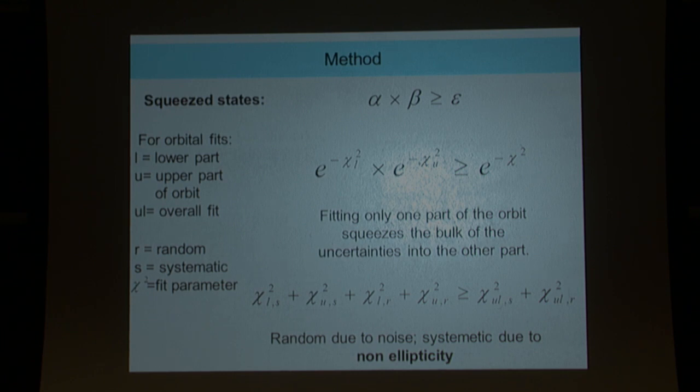And what we do here is actually we take into account the modification of the orbital shape due to relativity. That is, we fit the lower and the upper part of the orbit separately. And the lower and the upper part then also can be subdivided into a systematic misfit due to the fact that the lower and upper part now don't belong to an ellipse, but to a Rosetta-shaped orbit, and a random part, of course, that's due to noise.